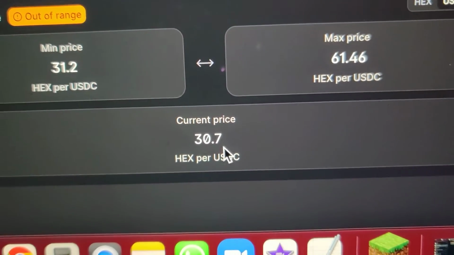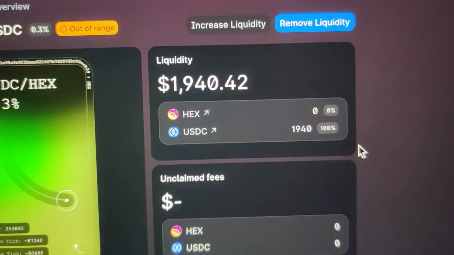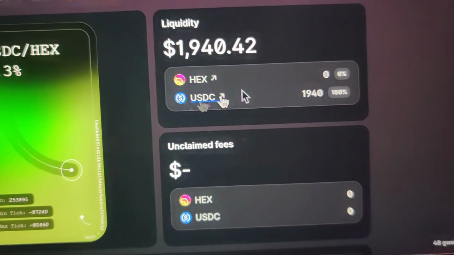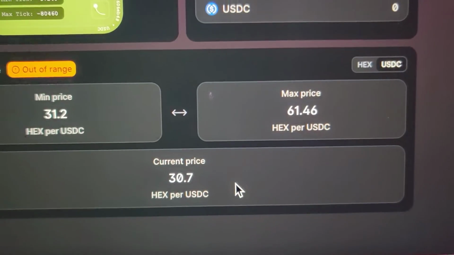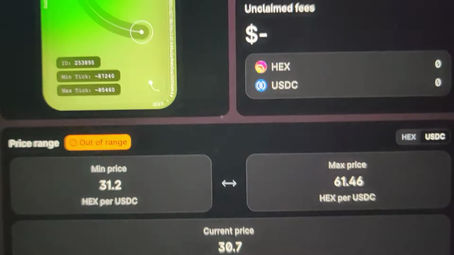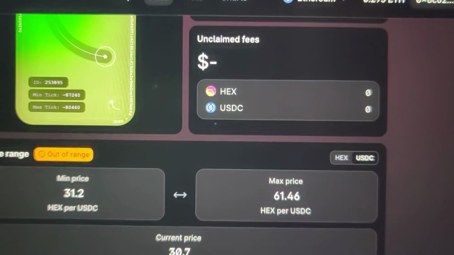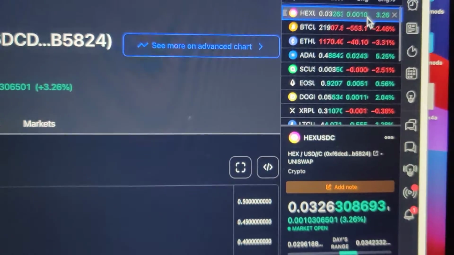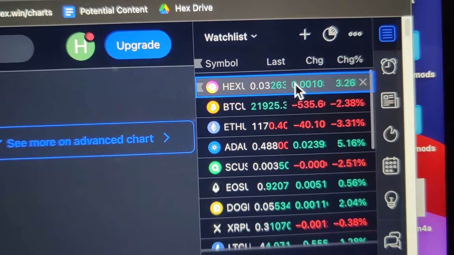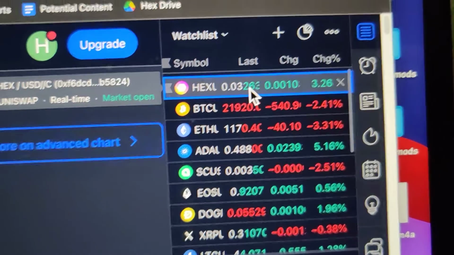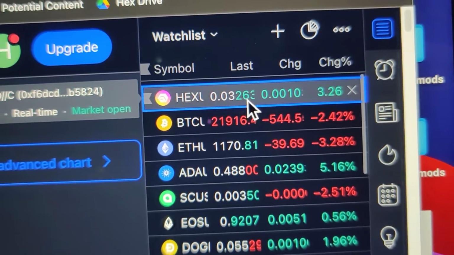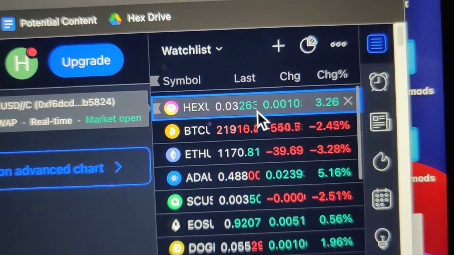Hex is at 3. I wonder if it tells you the price. It doesn't tell you the price of Hex on this. That's so funny. Anyway, it's like TradingView. Well, anyway, the Hex price is 3.26. And it has to drop down to like 3.20 to hit my price range.